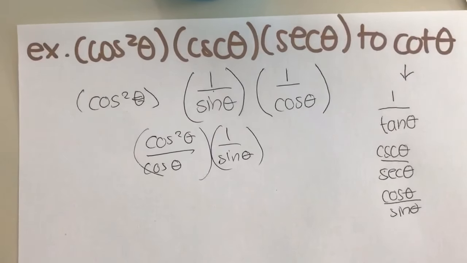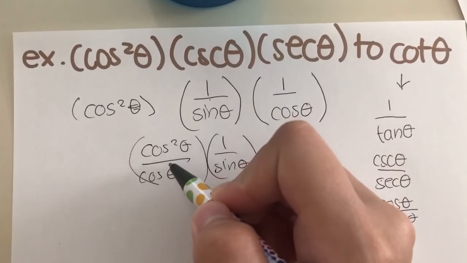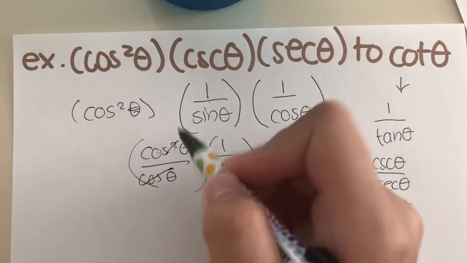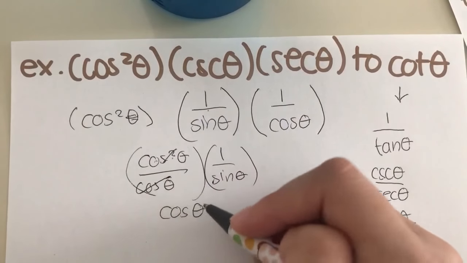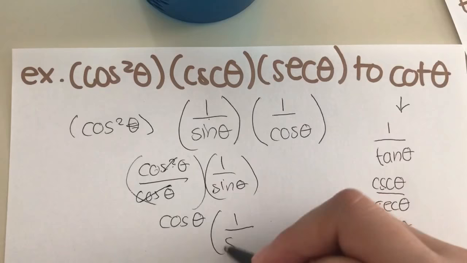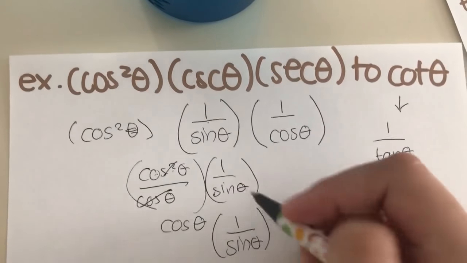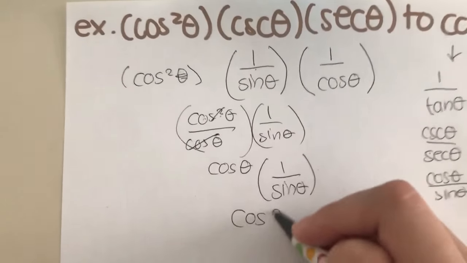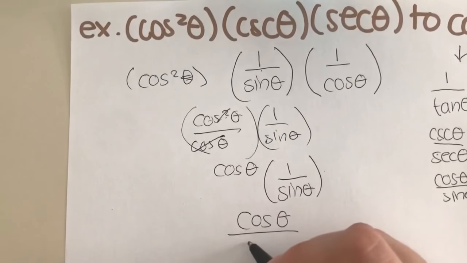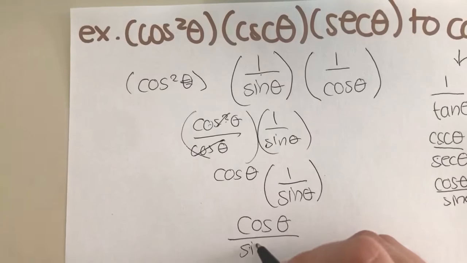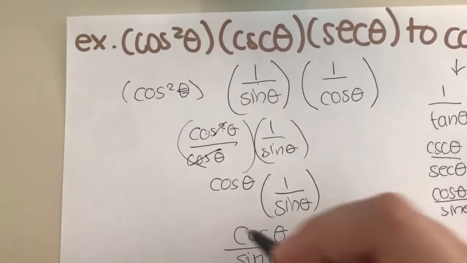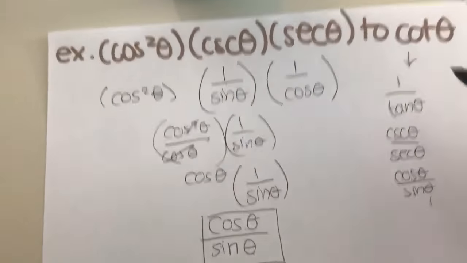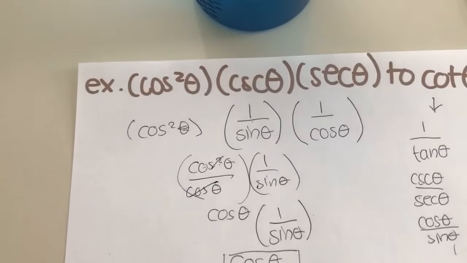Now we cancel out the cosine of theta on the bottom because this is squared on top, so you just take out 1 and you would end up with cosine of theta times 1 over sine of theta. Then do basic algebra, and you end up with cosine of theta over sine of theta, which is your final answer because this equals that, which equals the cotangent of theta.